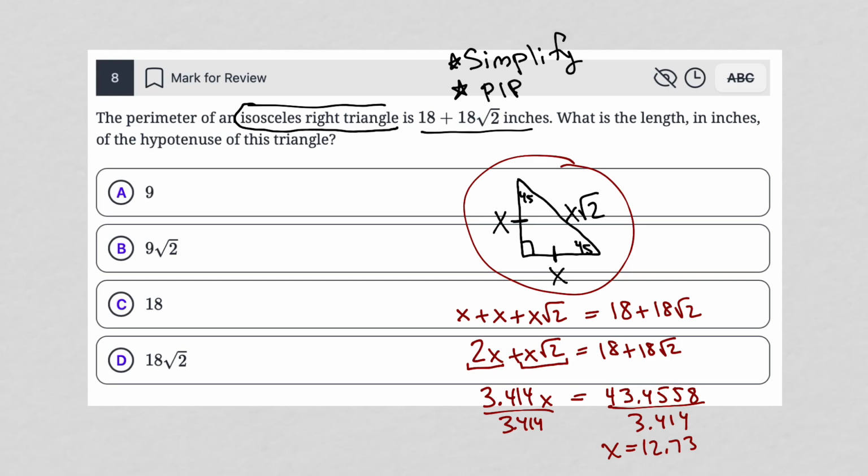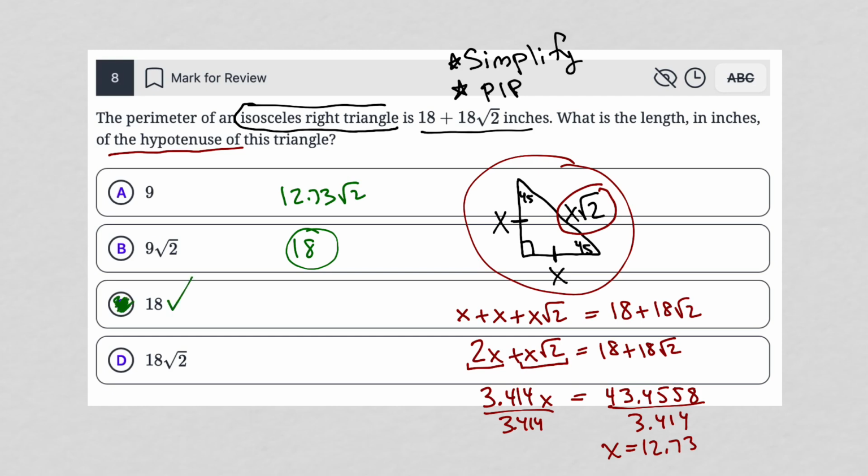But the question does not ask for x. What does it ask for? It asks for the length of the hypotenuse. So again, our hypotenuse is x root 2. So I'm going to take that 12.73, multiply it by root 2, get back to my calculator. So multiply that 12.728 number that I have by square root 2. And what I get here is that this is basically equal to 18. So the answer should be 18 for the hypotenuse, which is choice C, and I am finished.